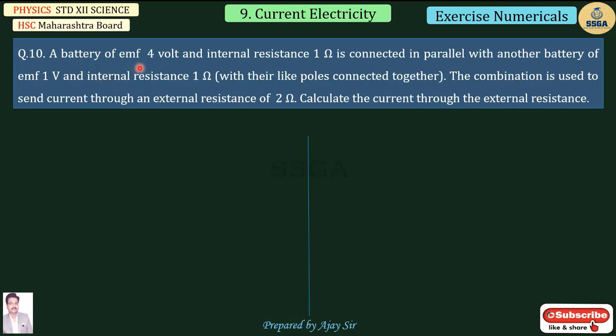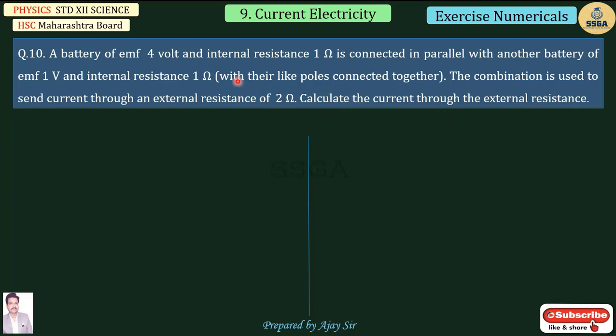A battery of EMF 4 volt and internal resistance 1 ohm is connected in parallel with another battery of EMF 1 volt and internal resistance 1 ohm, with their like poles connected together. The combination is used to send current through external resistance of 2 ohm. Calculate the current through external resistance.